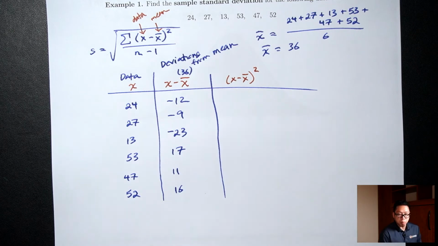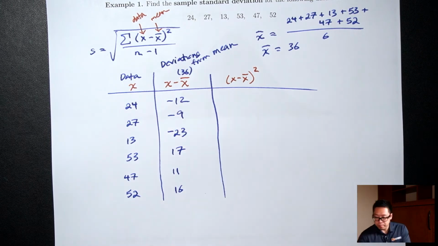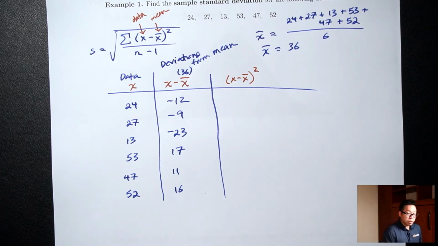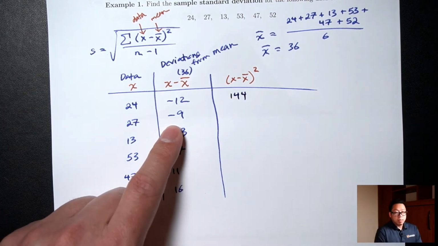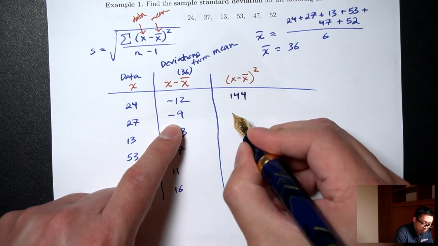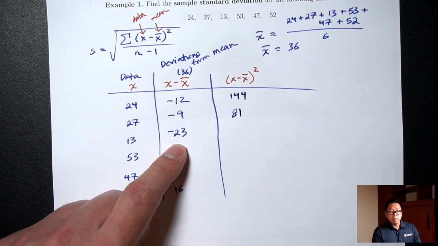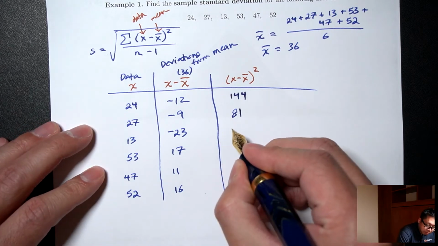So squaring just means multiply by itself. Negative 12 times negative 12. When we square it, we should always get positive numbers. So this is a positive 144. Negative 9 squared, that's negative 9 times negative 9. That's a positive 81. Negative 23 squared, negative 23 times negative 23, positive 529.